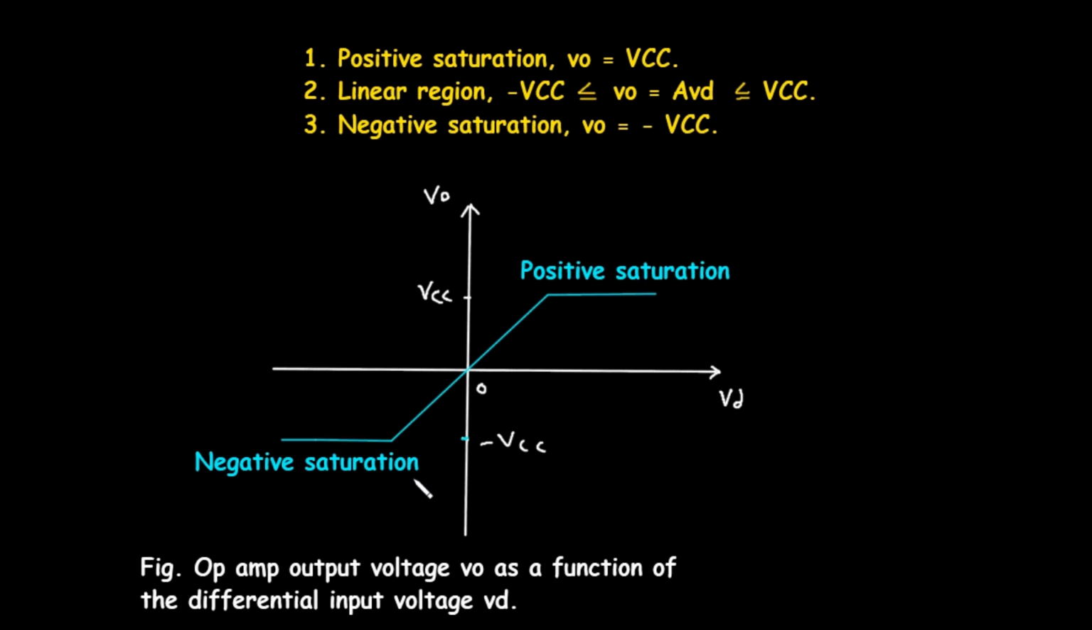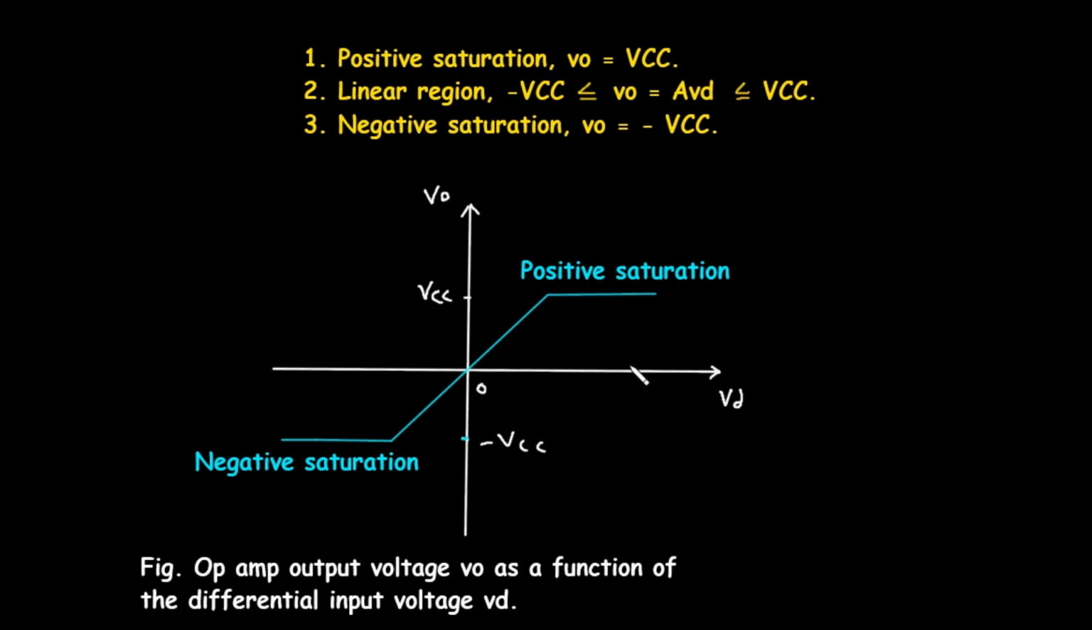Then next is negative saturation. Similar to positive saturation, if VD becomes slightly negative, then the output VO goes down until it hits its negative limit, minus VCC. So this is called negative saturation.